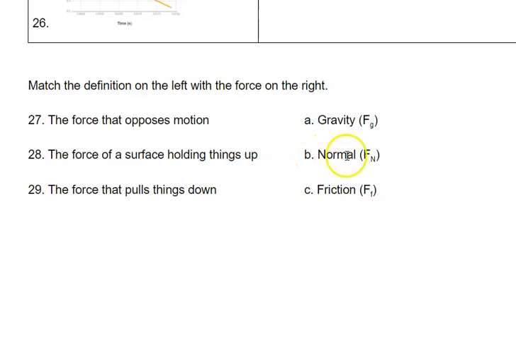B. Normal, F with a capital N. Or C. Friction, F with a little f.